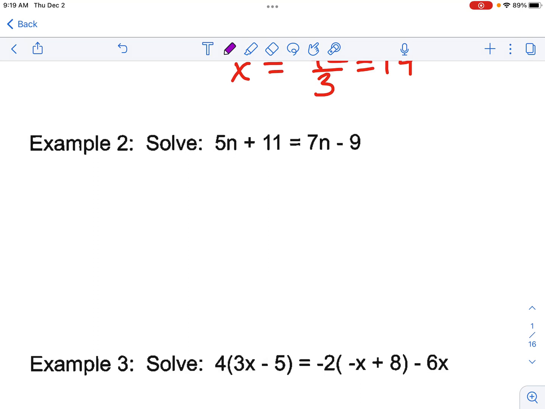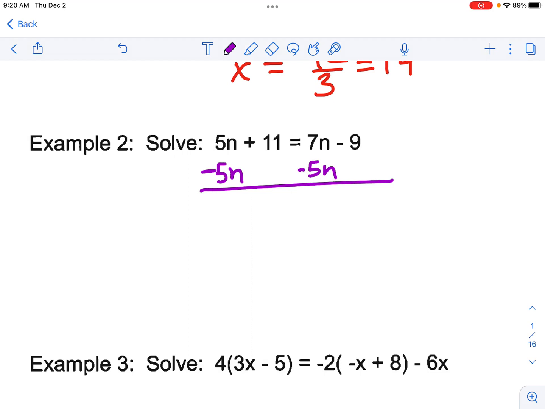And when I look at this, I approach these questions in this fashion. I know I have a variable term here, it's 5n, and here it's 7n. And so I look at that and say, this is the smaller variable term. I'm going to move this. And the reason why I focus on that is because when I move the smaller, I'm going to subtract my 5n.